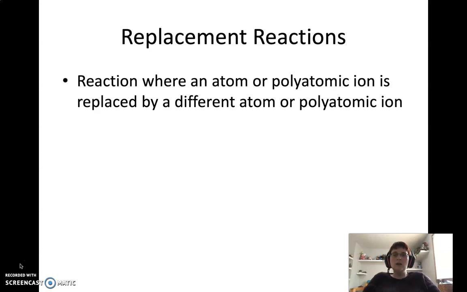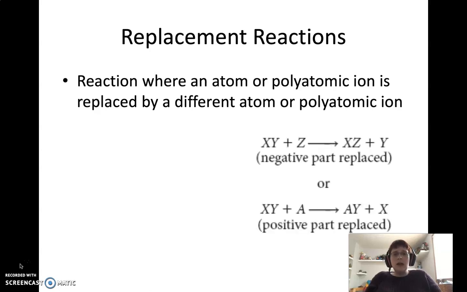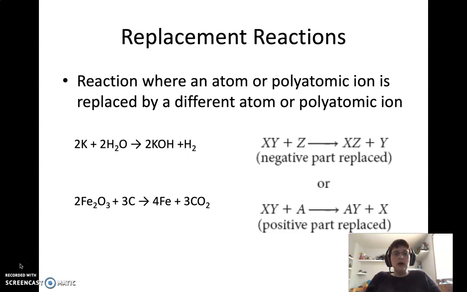So this is where there's a reaction in which an atom or polyatomic ion is replaced by a different atom or polyatomic ion. Generally, what we're looking at here are ionic compounds. So replacement reactions are generally just ionic compounds that are reacting with each other. Now, they may actually also be ionic compounds that are reacting with new elements. So the first one we're going to look at is actually single replacement reactions. And so here is an example of that.